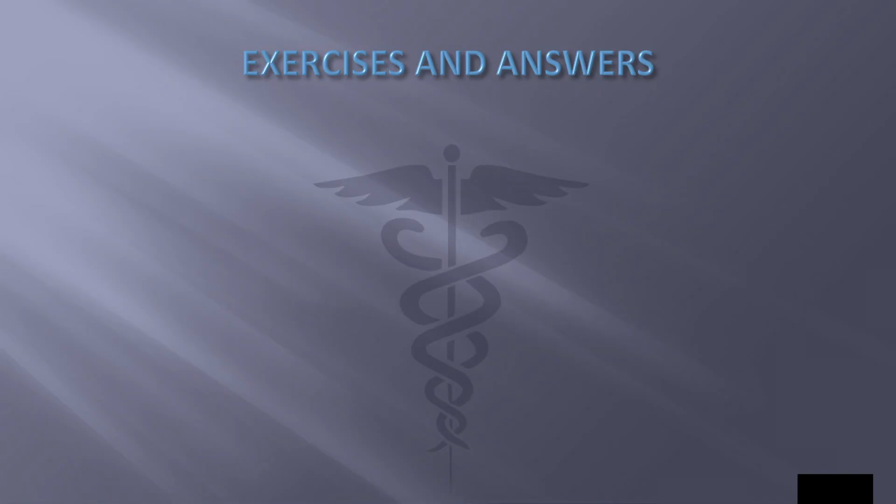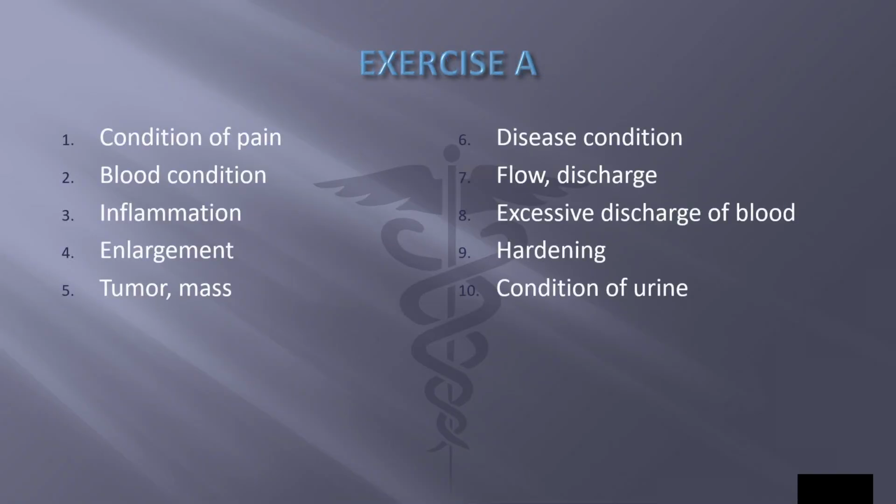These are the exercises beginning on page 106. The first exercise, give meanings for the following suffixes. Number 1, algia means condition of pain. 2, emia is a blood condition. 3, itis means inflammation. 4, megaly means enlargement.